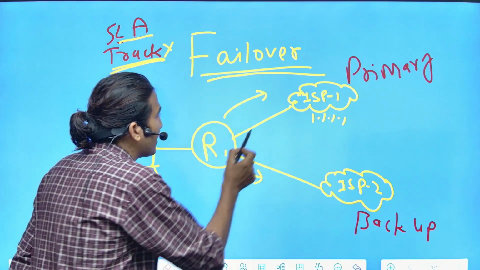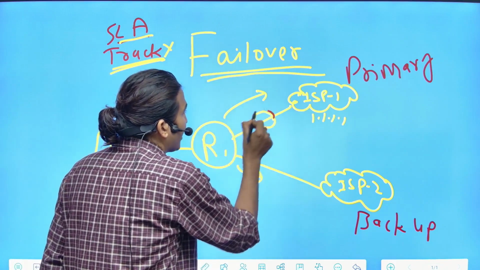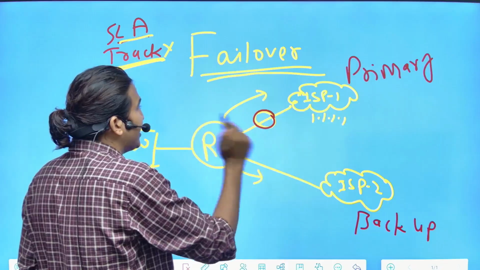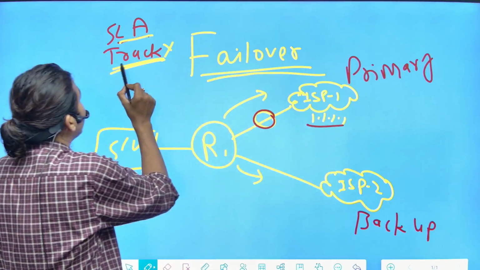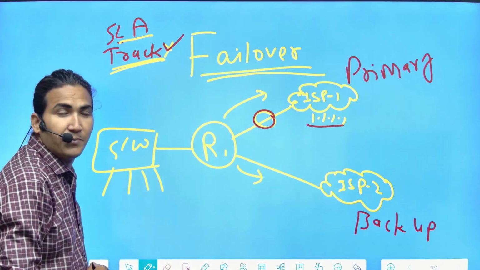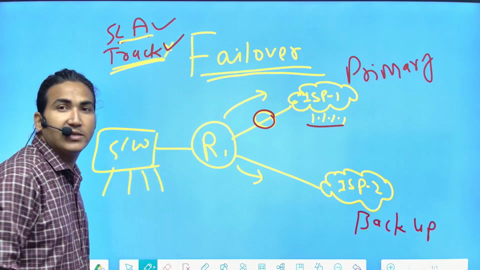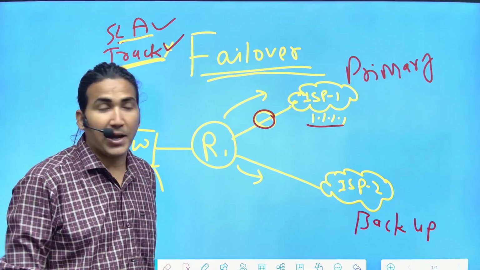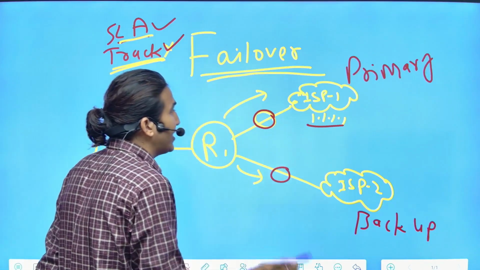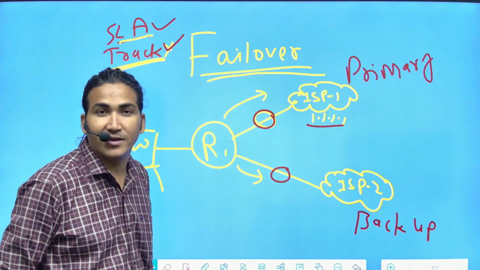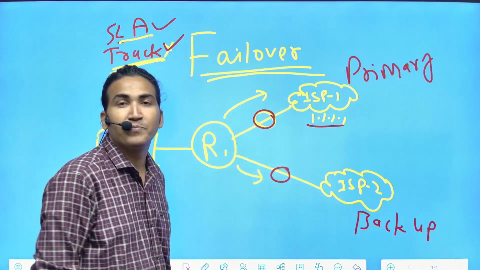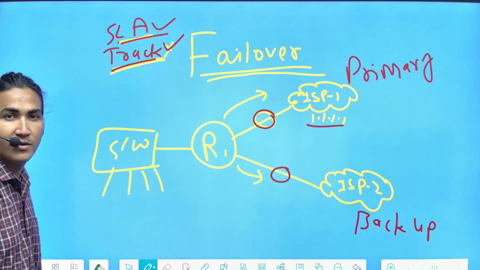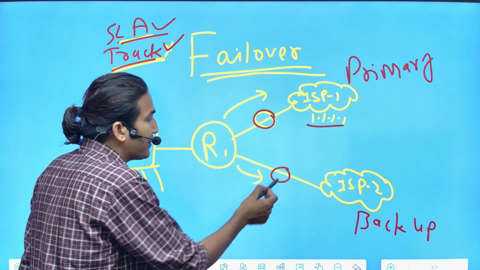What about the poor quality of this link? If the link quality is not good, let's say the connectivity is still there, 1.1.1.1 is still reachable. That means your track is still up. If track is up, your SLA is up. If your SLA is up, the router will be forwarding all the traffic towards ISP1. But the ISP2 link is behaving better than the ISP1 link, and still your router is forwarding traffic to ISP1. Why? Because your track is up and your SLA is up, right?